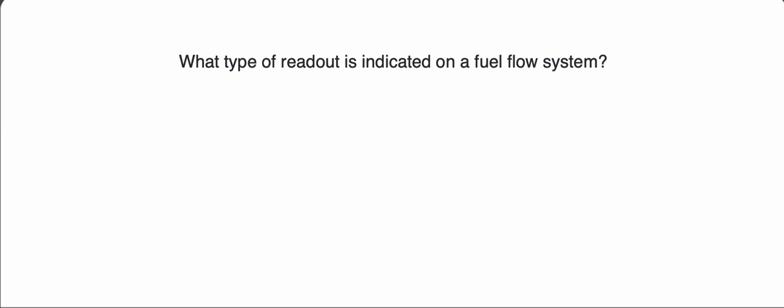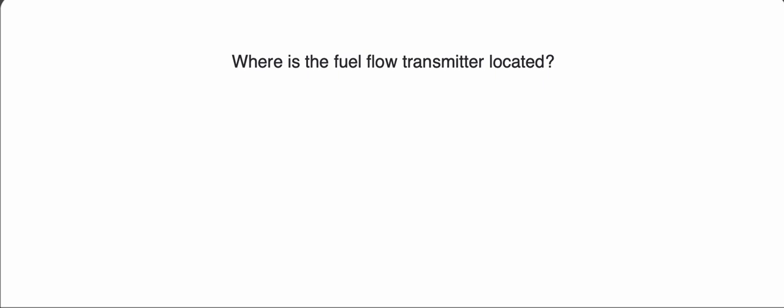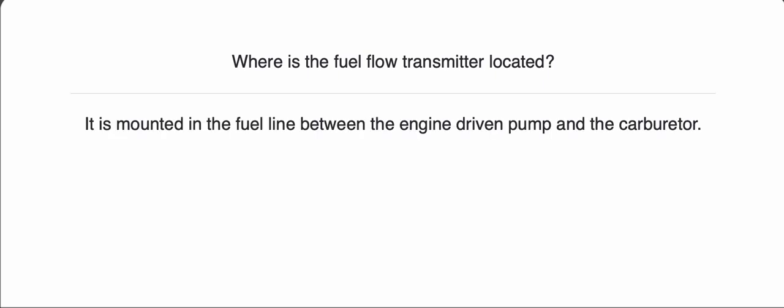What type of readout is indicated on the fuel flow system? The indicator is calibrated to record the fuel flow in pounds of fuel per hour. Where is the fuel flow transmitter located? It is mounted in the fuel line between the engine-driven pump and the carburetor.